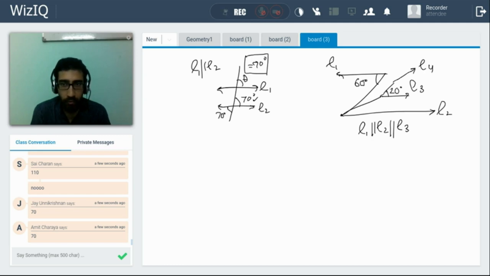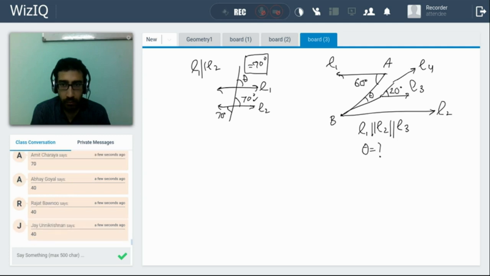Starting from this point of intersection of this transversal, let me define: let this be point B, let this be point A. If this angle is 20 degrees, how much is theta equal to? This is theta. You have to tell me what theta is equal to.